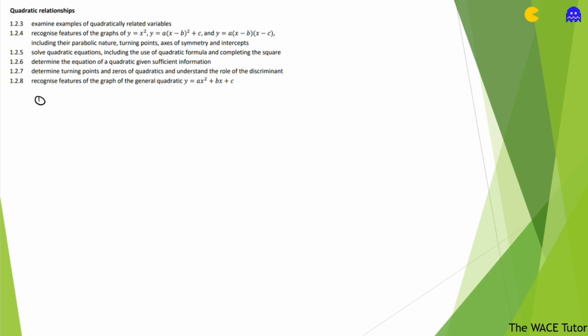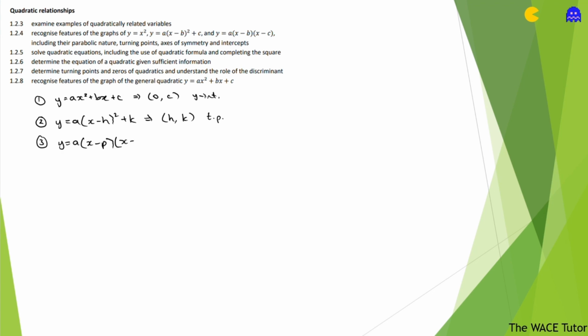So we have, again, I'll draw attention to our general form, y equals ax squared plus bx plus c, and this tells us our y-intercept 0, c. We have our turning point form, y equals a(x take h) all squared plus k, where our turning point is h, k. This is our turning point. And then finally, we have y equals a(x take p) multiplied by (x take q). And this tells us our two roots, p, 0 and q, 0.